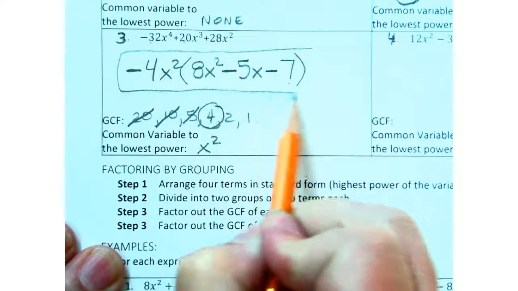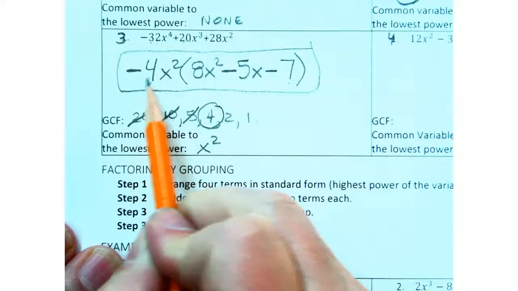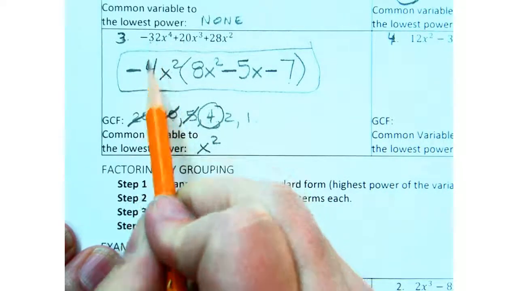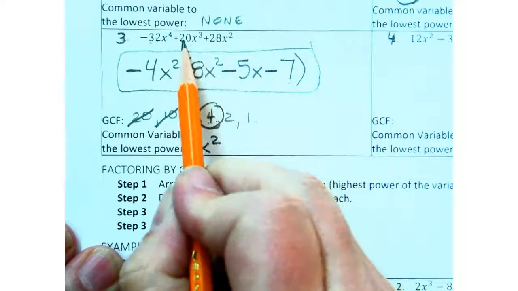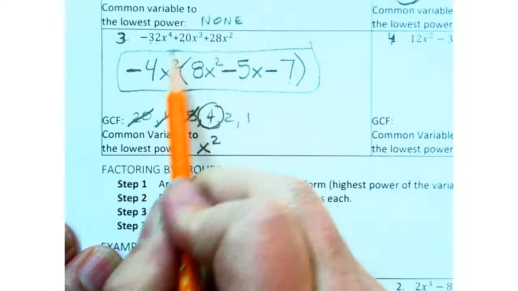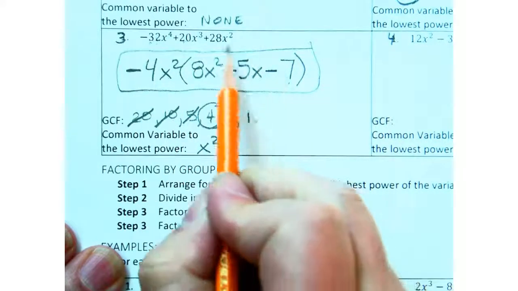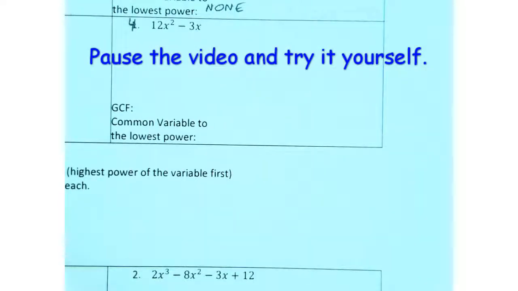Now check by multiplying. Negative 4x squared times 8x squared is negative 32x to the fourth. Negative 4x squared times negative 5x is positive 20x to the third. Negative 4x squared times negative 7 is positive 28x squared. Now pause the video and try it yourself.